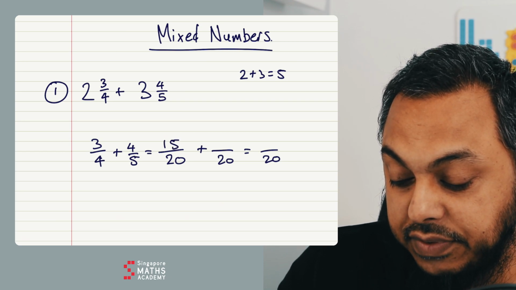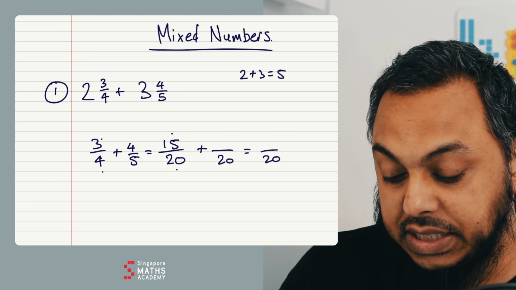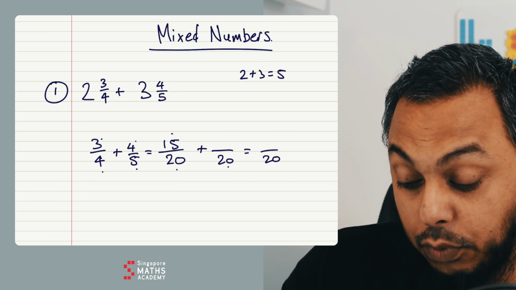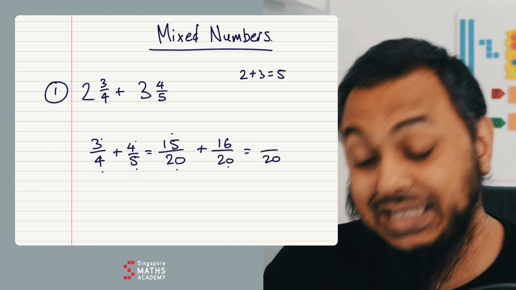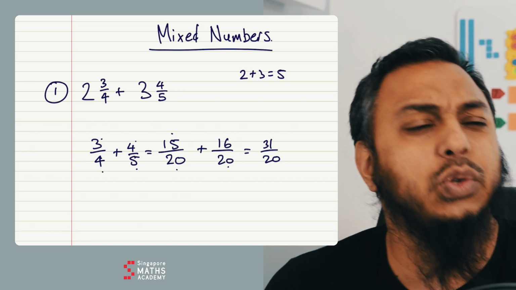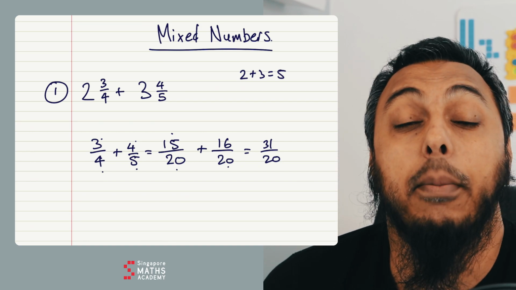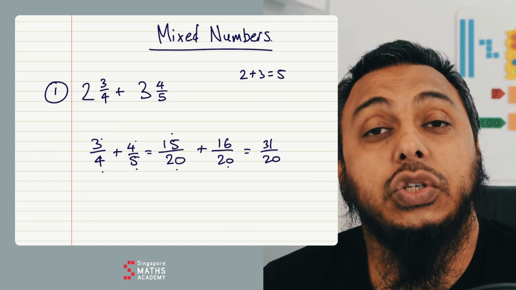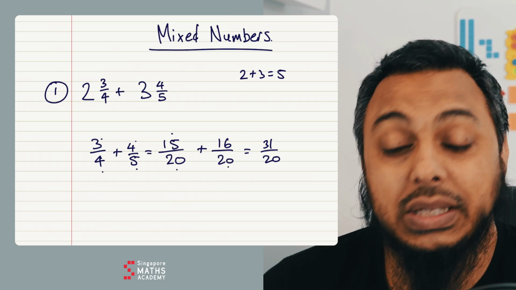3/4 is equal to 15 20ths, because 4 times 5 is 20, 3 times 5 is 15, and 4/5, 5 times 4 is 20, and 4 times 4 is 16. And so I've got 15 20ths add 16 20ths, which is 31 20ths. Now 31 20ths is a bit unusual, right? Why is it unusual? Because it's an improper fraction. What's an improper fraction? It's when the numerator is larger than the denominator. And in this case, we've got 31 20ths.